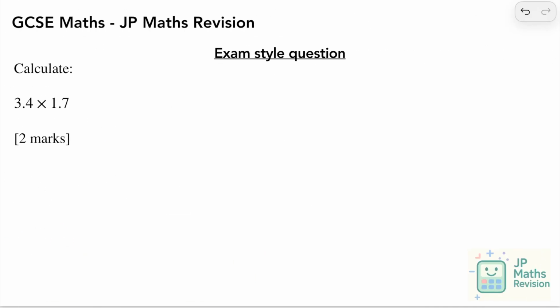So here's an exam style question on this topic. If you want to have a go at this one, pause the video and I'll go through it in a moment. So we need to calculate 3.4 times 1.7. I'm going to multiply this one by 10 and multiply this one by 10, so I end up with 34 times 17.